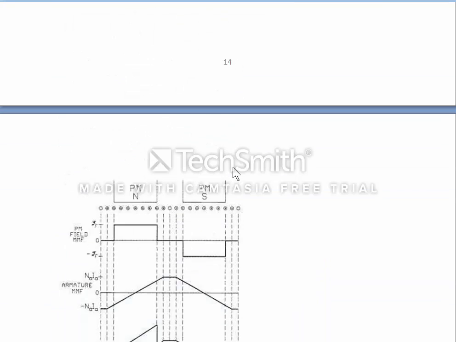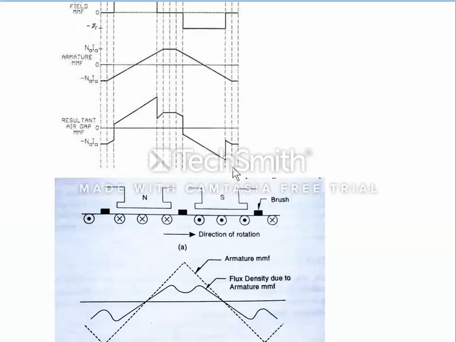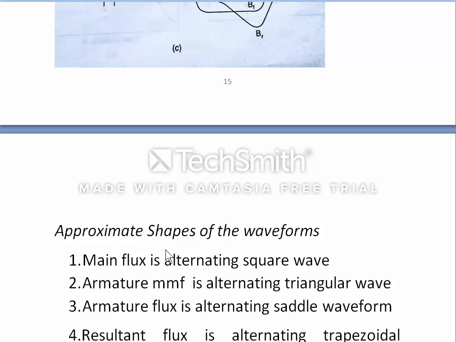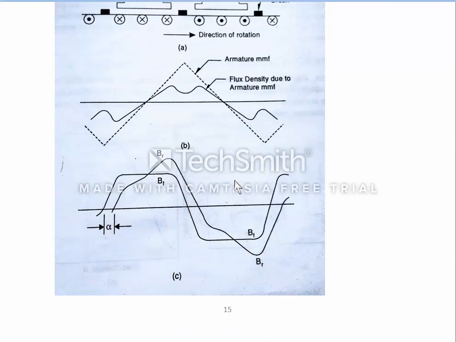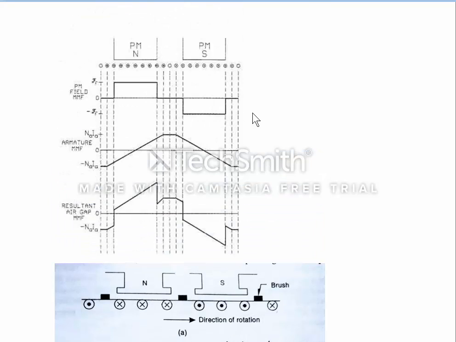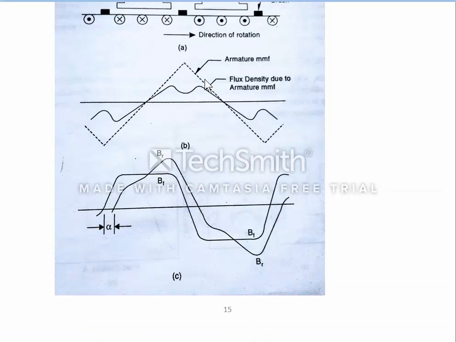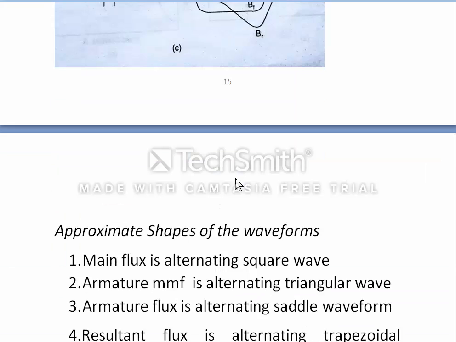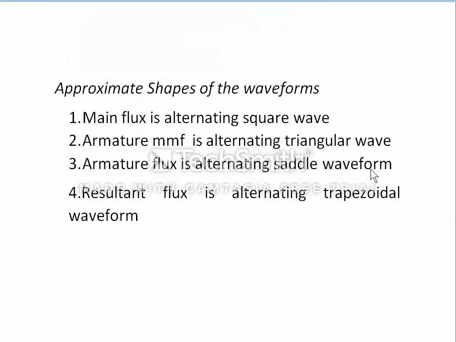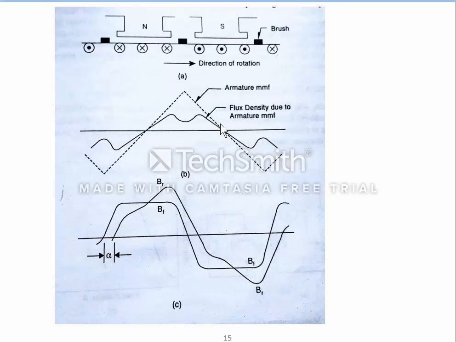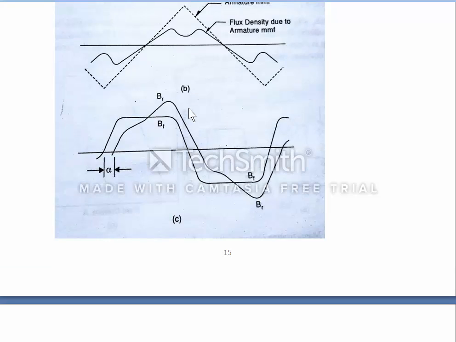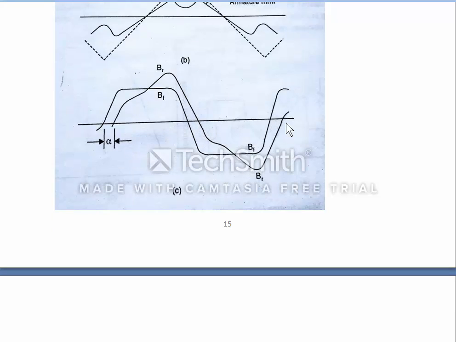Next, the shape of the main flux, main MMF, and resultant flux, we can see here. Main flux is an alternating square wave. This is the main flux, alternating square wave. Whereas the armature MMF is an alternating triangular wave. Armature MMF shape is triangular, which is alternating in nature. Then the armature flux is an alternating saddle waveform. This is the armature flux waveform. Next, the resultant flux follows the trapezoidal form like this.